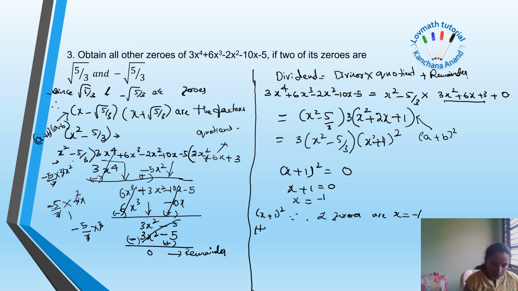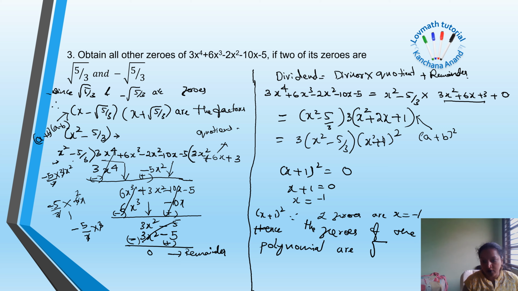Hence the zeros of the polynomial are square root of 5/3, minus square root of 5/3, -1 and -1. Because we have got (x + 1)^2, therefore the other two zeros are -1 and -1.